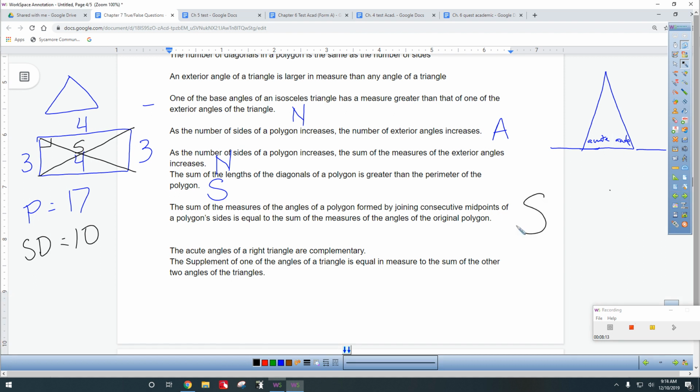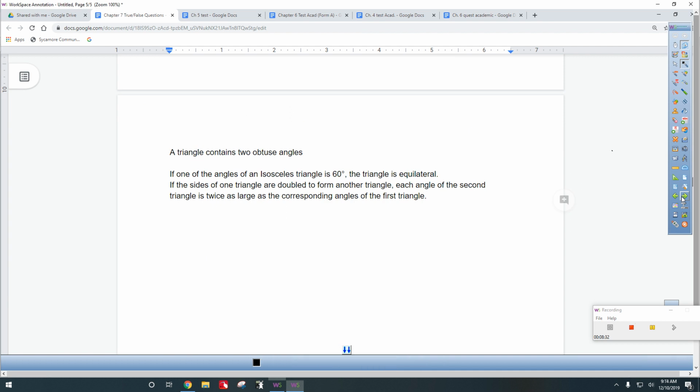The acute angles of a right triangle are complementary. Always. They have to add up to 90. The supplement of one of the angles of a triangle is equal in measure to the sum of the other 2 angles of the triangle. These are just getting ridiculous now, Carson. I don't know where you found these things, but that's always true. A triangle contains 2 obtuse angles. Never.